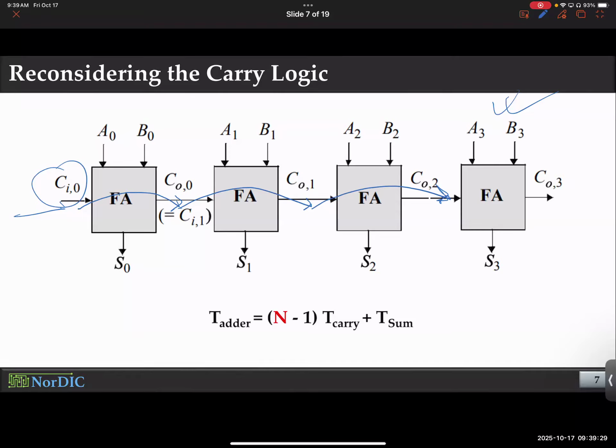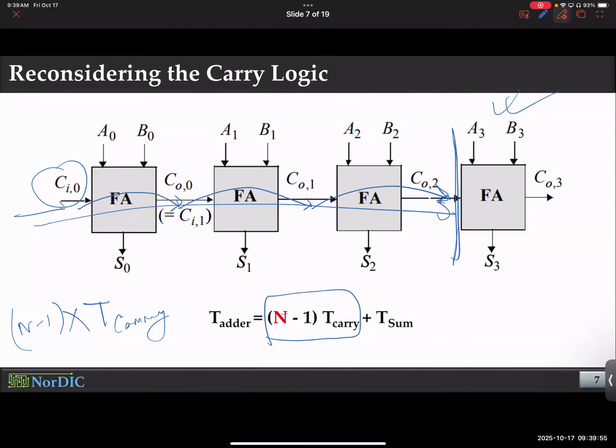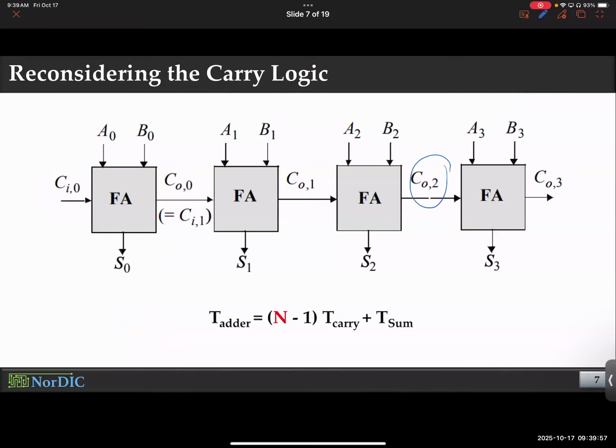Do you all agree with it or no? So in an n-bit scenario, how many stages will it go through? N minus 1, 1 less, right? Because we are dealing with the last stage. It's already there. So every stage has T carry in terms of delay for carry. So the total carry delay up to this point is what? N minus 1 T carry. Do you all agree with it? That's the delay up to the point where the final stage gets the carry.